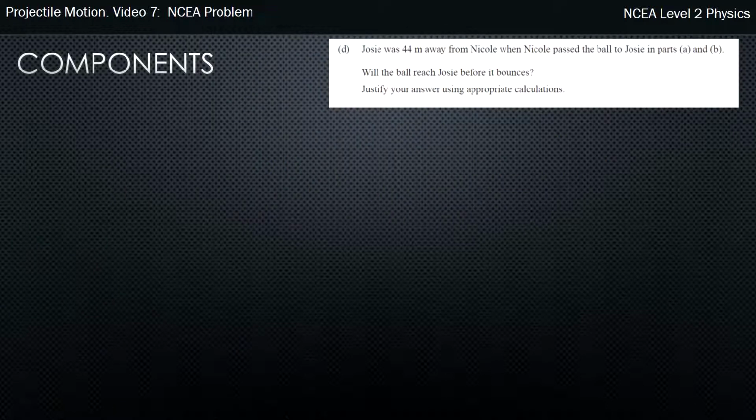Okay, part D is saying that Josie's 44 meters away from Nicole when she passed it. Will the ball reach Josie before it bounces? And justify your answer using a calculation. So as always, I want to split this up into components, my vertical and my horizontal.